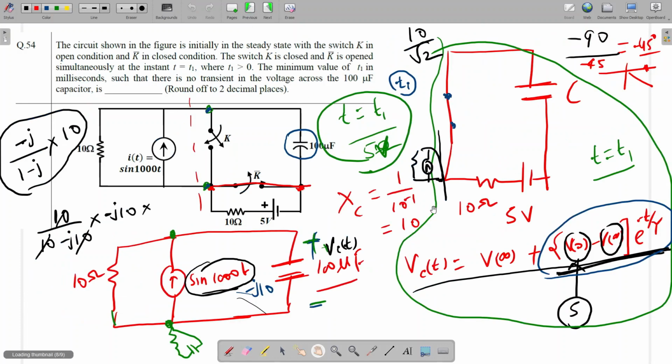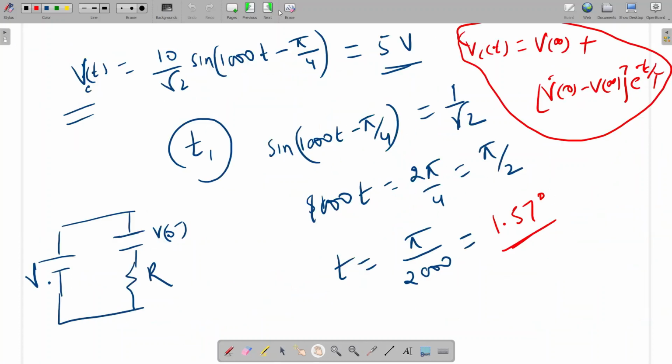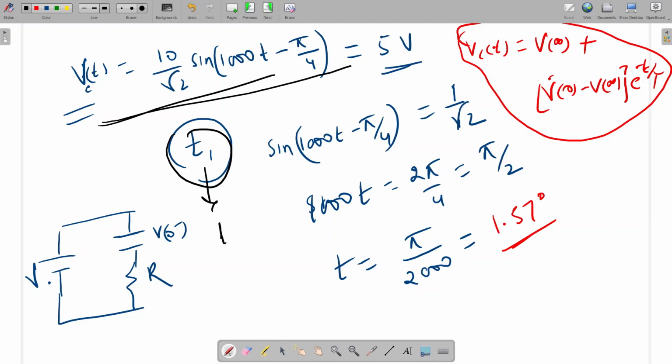In the question what they have asked now is: at what time should this be closed such that this capacitor will be free from transient. So at that time, this capacitor zero voltage should be 5 volt. Okay. So this is the capacitor equation as a function of time. So t is equal to t1, sir, means this is the initial condition before switching, this should be instant.